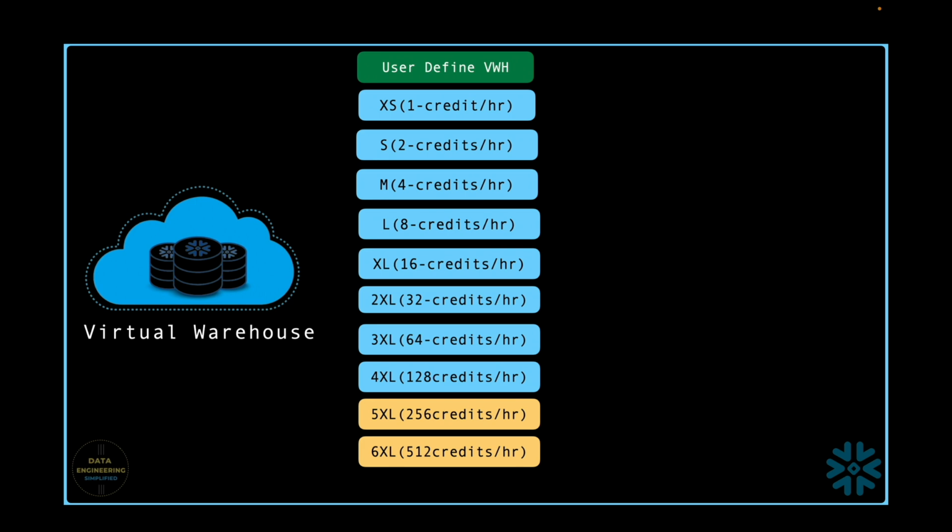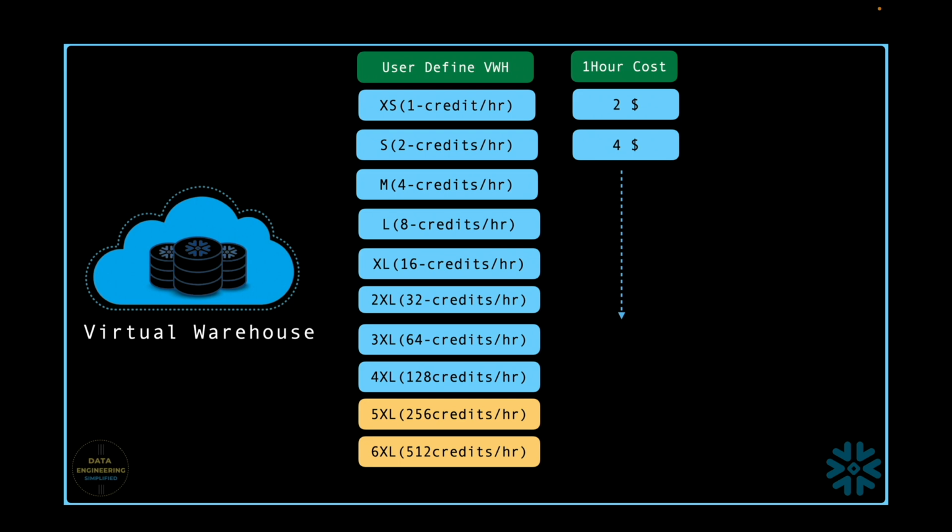If you run your virtual warehouse continuously for an hour, an extra small compute, which uses only one node, will cost you $2. A small virtual warehouse utilizing a two-node cluster will cost you $4. And if you start a 6X large virtual warehouse that uses a 512-node cluster, running it for an hour will cost you $1,024.